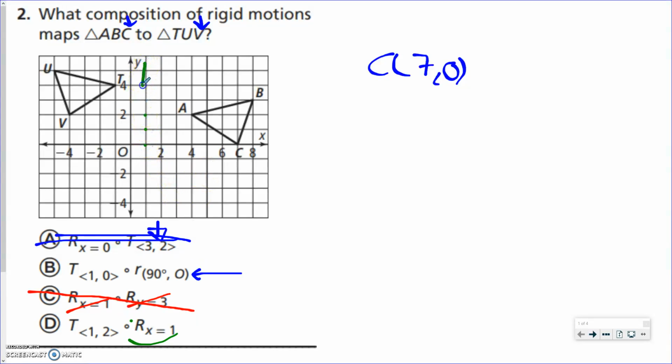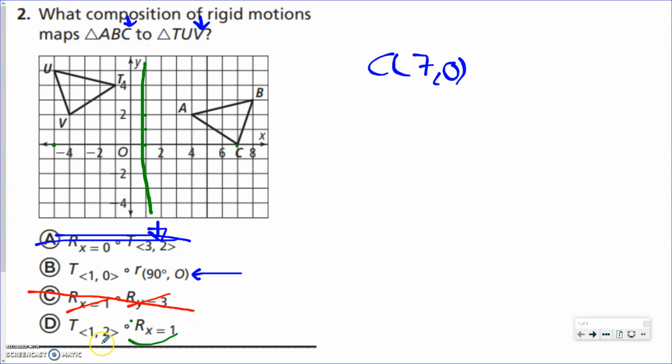So this is my line of reflection. 7, 0 is over here. Count how many boxes from your point you want to reflect to your line of reflection. How many again? 1, 2, 3, 4, 5, 6. So we ended up way over here.